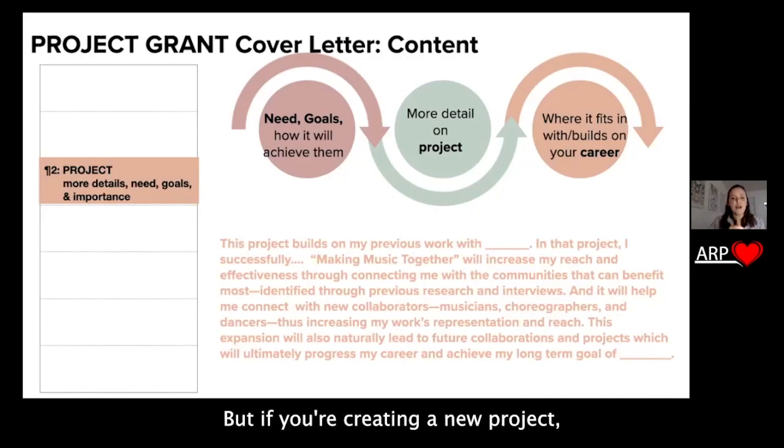But if you're creating a new project, it's important to say, okay, but this is now what I'm doing. So in that project, I did this, but this project is increasing my reach and effectiveness through connecting me with communities that benefit most. And then it will help me connect with new collaborators. And this expansion will also naturally lead to future collaborations and projects, which will ultimately progress my career. So not only is the fund going to make this project possible, but also, I'm going to be able to bring in more people, which is going to diversify it and also help me, right? Help my career.